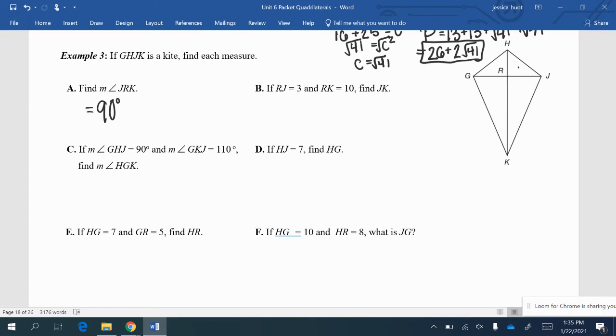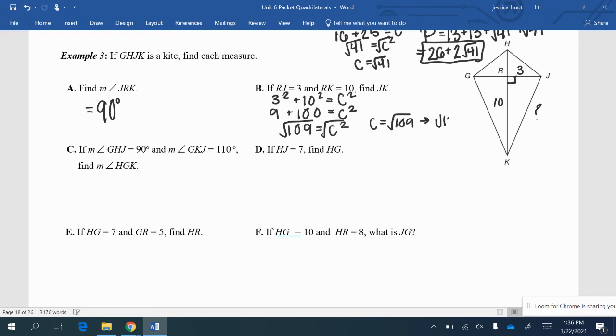If RJ is 3 and R to K is 10, find JK right here. So again, we know this is a 90-degree angle. We can go ahead and use the Pythagorean theorem. So 3 squared plus 10 squared is going to equal C squared. 9 plus 100 is equal to C squared. Add them together, 109 equals C squared. Take the square root of both sides, so C is equal to the square root of 109, which means JK is equal to the square root of 109.